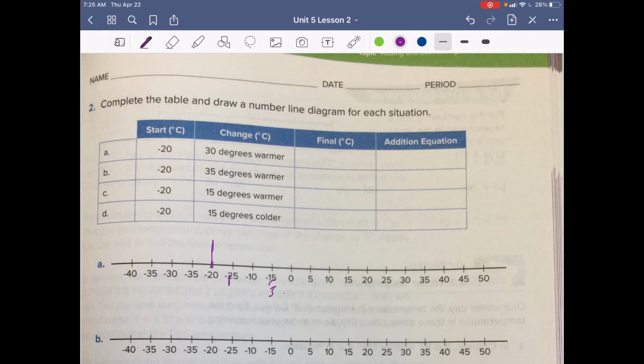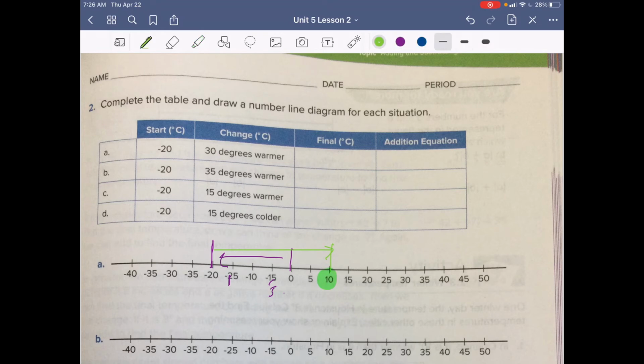So we're at -20, so this would be 5, 10, 15, 20. So we're starting here at -20. And we're going 30 degrees warmer. So let's draw our first arrows in to show that we're at -20. And we're going to go ahead and go up 30 degrees. So 10, 20, 30. So we've gone up 30 degrees. And that placed us right here at +10.